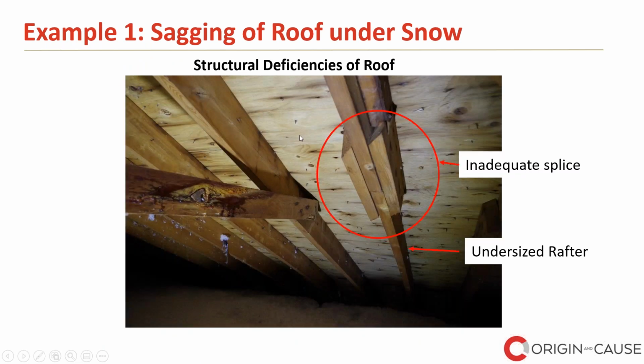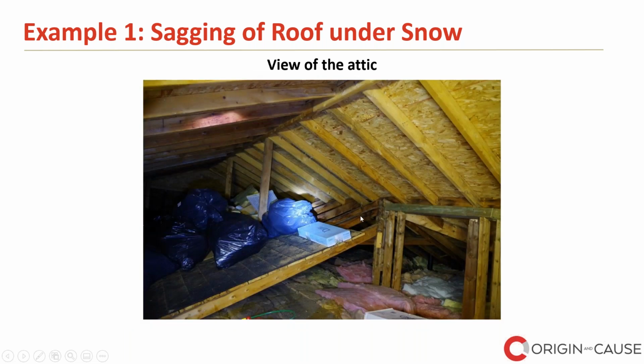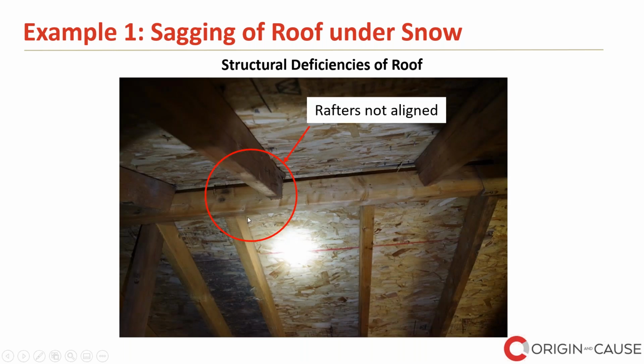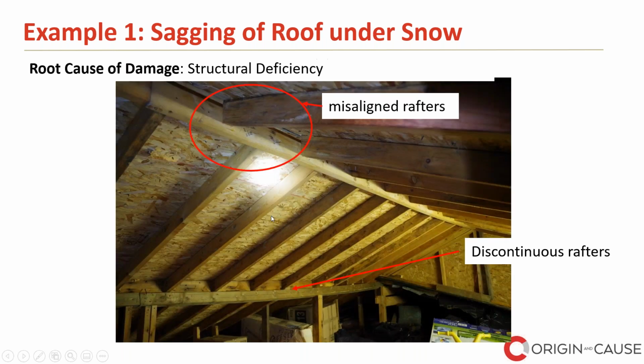We got into the attic, and we saw some pre-existing construction deficiencies like inadequate splice and undersized rafters. Rafters should always be continuous, and they need to be properly sized. This is the general view of the attic, and we also noticed that the rafters were not aligned in some spots. Also, again, misaligned rafters in some spots and discontinuous rafters. So these are all pre-existing structural deficiencies.